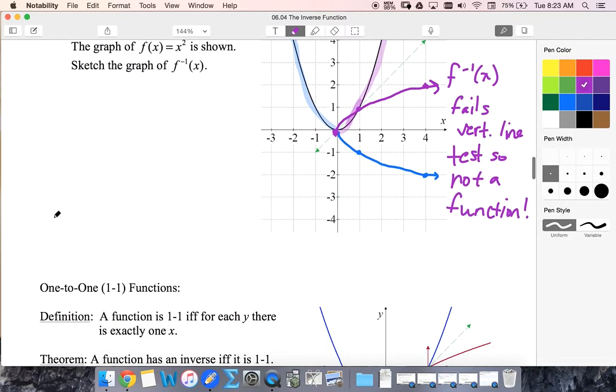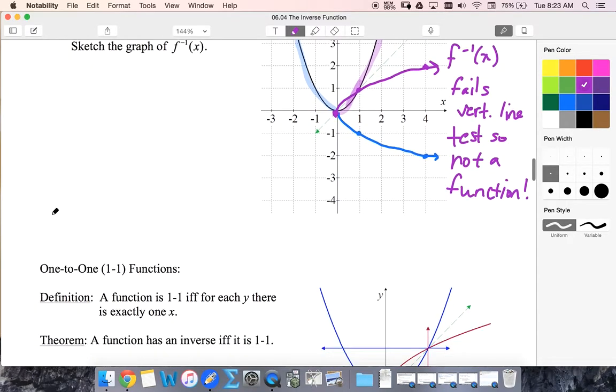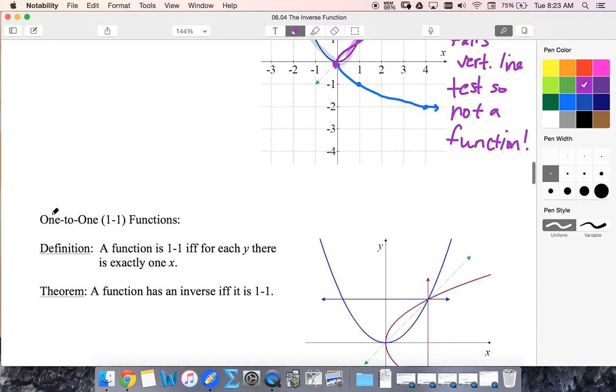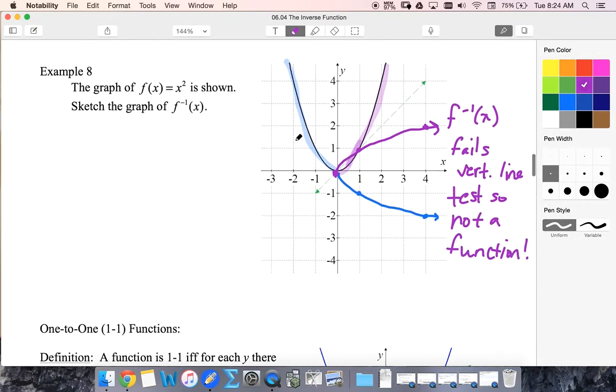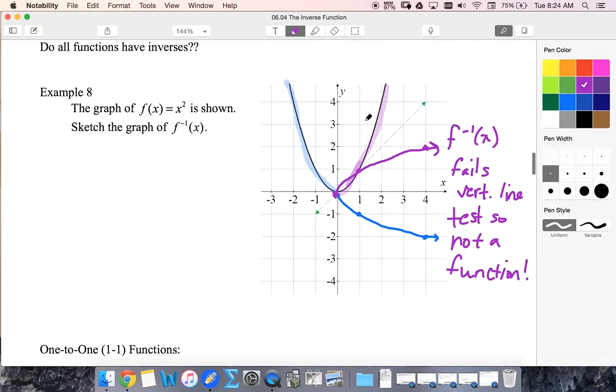So this is what we're going to do to make functions. So first of all, let's talk about this definition. A function is one-to-one if and only if for every y there's exactly one x. So if I look at my parabola, for every y there's more than one x. So a parabola is not one-to-one.